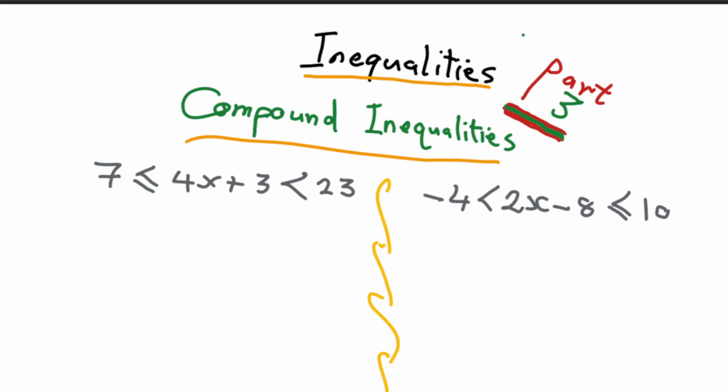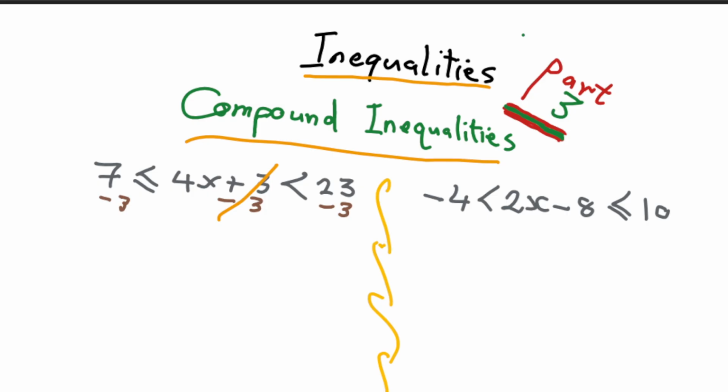Now let's start. To solve this, we will first try to get only x in the middle here. We don't want to see this 3 anymore, and we don't want to see that 4. So we just want x in the middle. So what I will do is I will do minus 3 on all sides. This will help me cancel this 3.